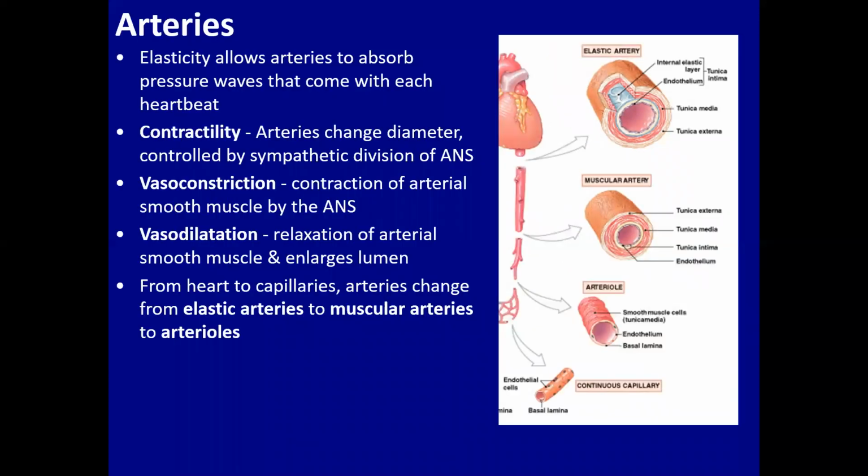As we've already said, arteries are more elastic because they need to absorb greater pressure. They can change diameter, that's controlled by your autonomic nervous system, so they have contractility. They have vasoconstriction, and that's contraction of the smooth muscle by the autonomic nervous system. Vasodilation allows for the lumen to become larger. And then as we go from the heart to capillaries, arteries change from elastic to muscular to arterioles.